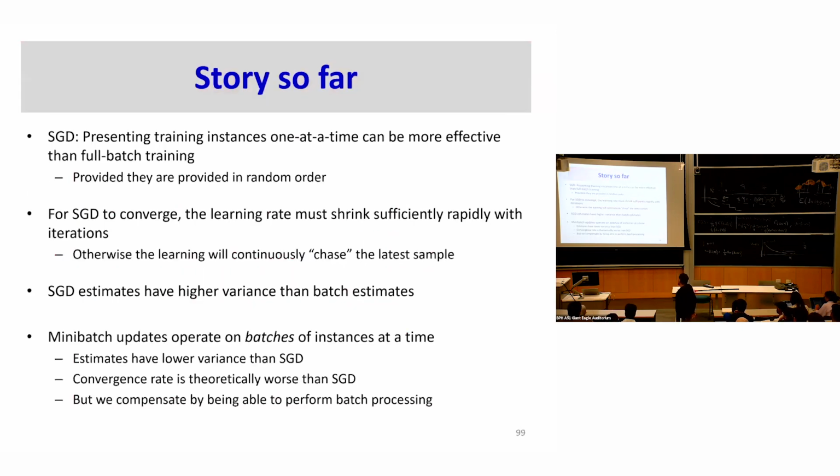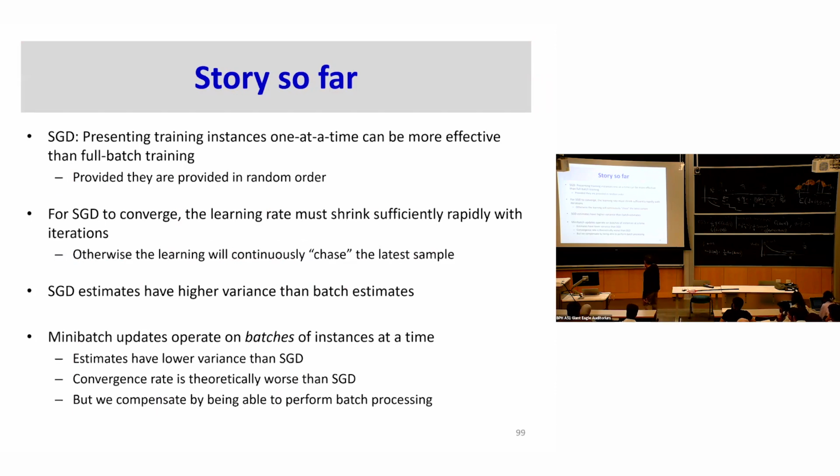So the story so far: presenting training instances one at a time can be more effective than full batch training, provided they are presented in random order. For it to converge, the learning rate must shrink sufficiently rapidly with iterations. Otherwise, the learning will continuously chase the latest training instance. And SGD estimates have higher variance than batch estimates.